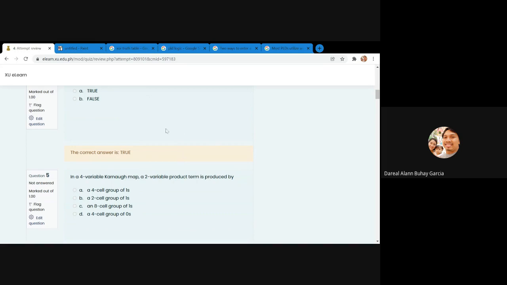Kung 8-cell, eight cells siguro, no? Kung 4-cell, 4-cell lang.